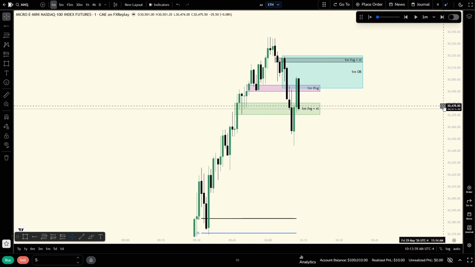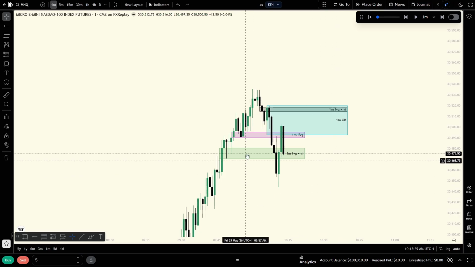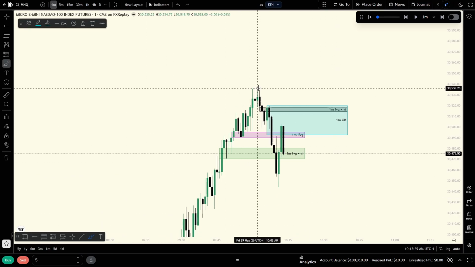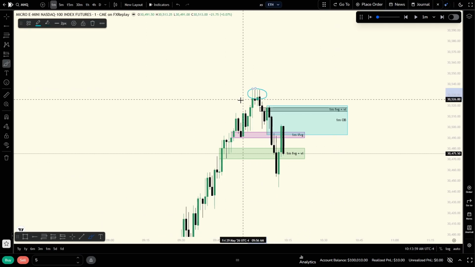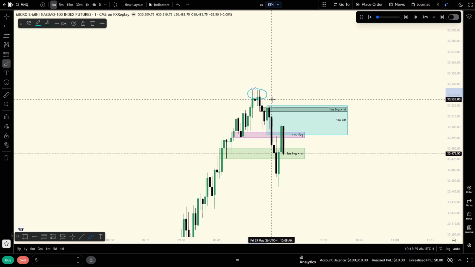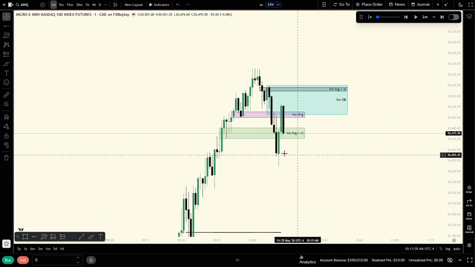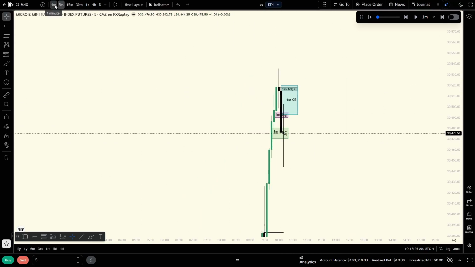what does our model say? We took out highs. We want to go back down eventually. We got this little confirmation here that price didn't want to close higher. We have this 1 minute respecting. So this is just a retracement. This is just a retracement.